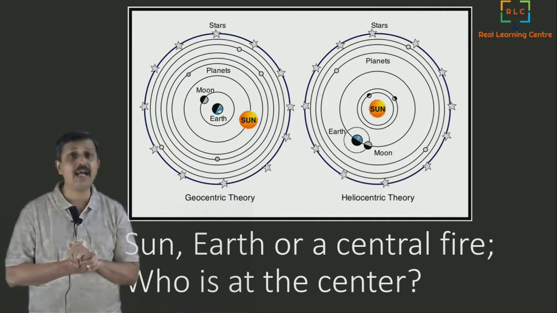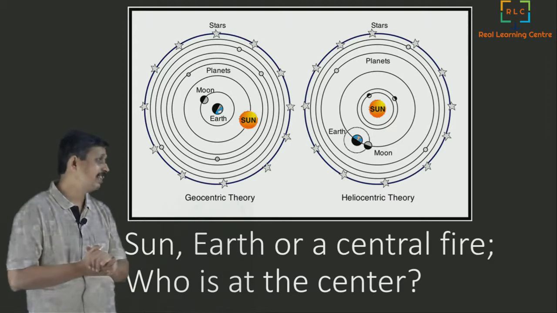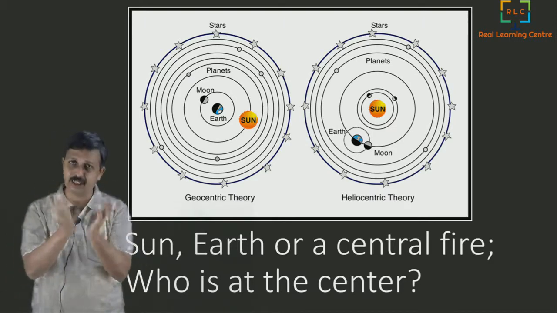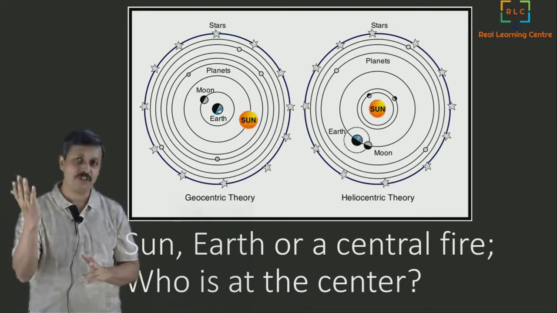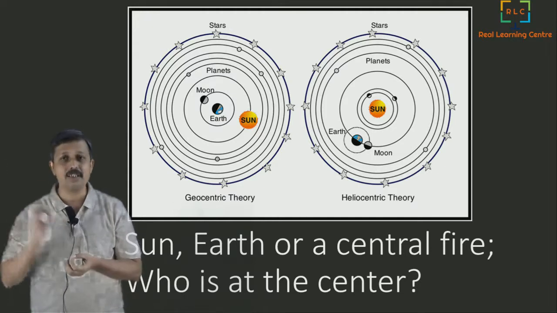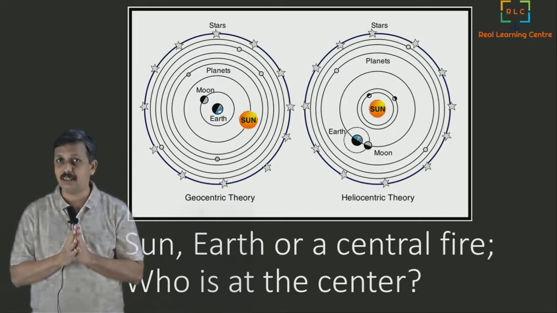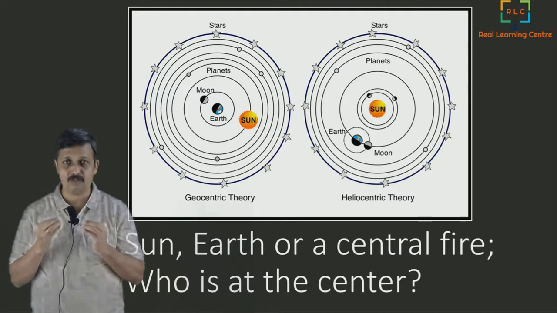And for a long time, it was considered to be a geocentric model where Earth is at the center, and then it all changed. So let's just look at this a little bit pretty quickly to understand what is at the center of our solar system.